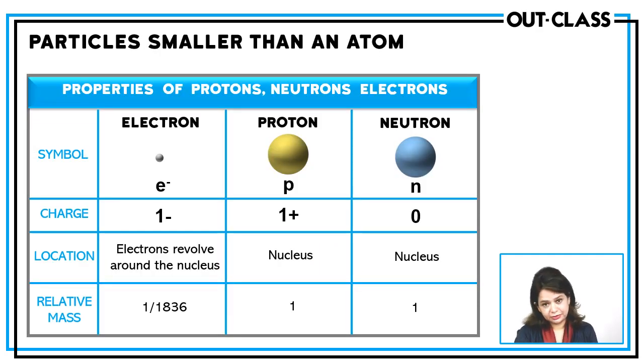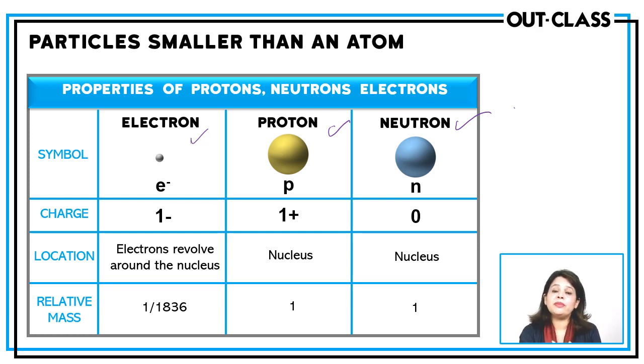So this table is very important, as you must have seen in past papers, many questions come from it. It's such a simple table and you just have to fill it in. So these are the 3 fundamental subatomic particles: electrons, protons, and neutrons. And you should know their symbols: electron small e, proton p, and neutron small n.